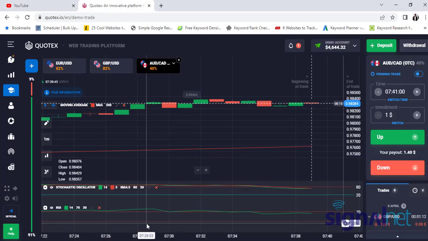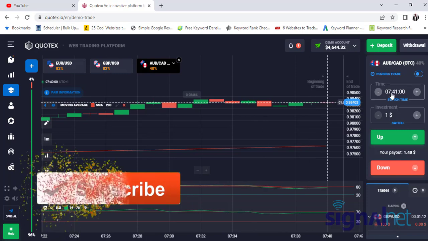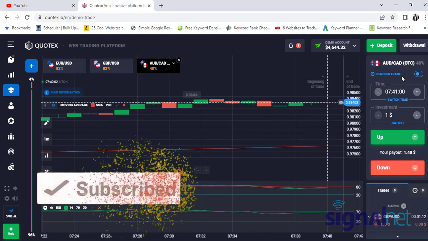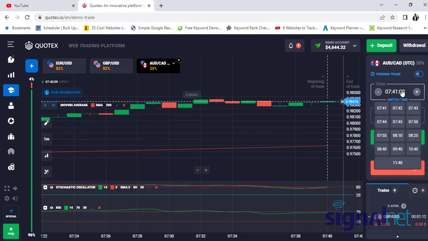Now in binary, unlike in Forex, where I don't determine when the trade ends, I also have control over when the trade ends. That is, you see this timing here. This section is what I use to determine when the trade will end. For example, if I click on this now, you'll see more time options. So any of these times I choose, if I choose 11:30 and right now it's 7:40, if I choose 11:40, meaning in 3 hours from now, that is when the trade is going to end.